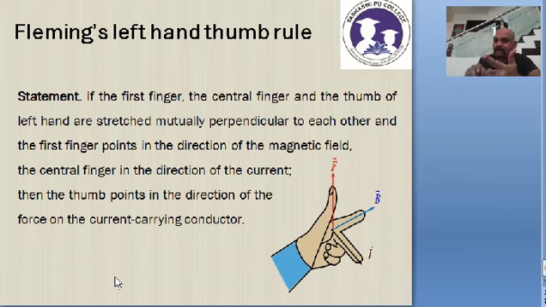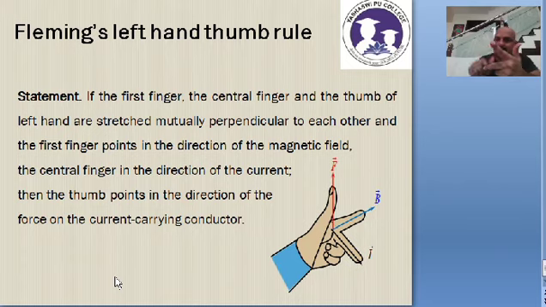So remember this, Fleming's left hand rule. Stretch the first 3 fingers of your left hand such that they are perpendicular to each other. Forefinger represents the direction of the magnetic field. The middle finger, central finger, represents the direction of current, and the thumb represents the direction of the force. Okay, so that is force, magnetic field and current.